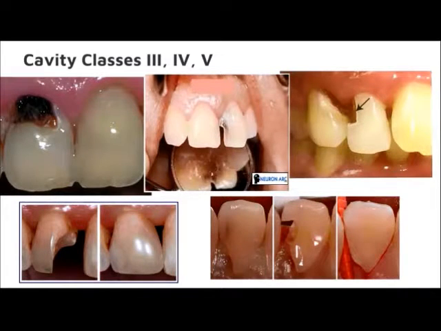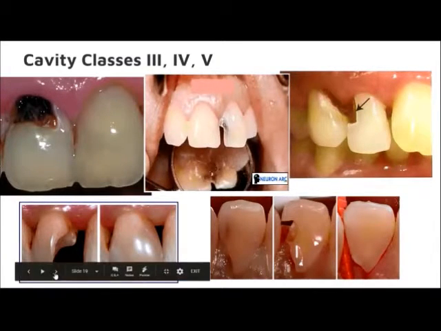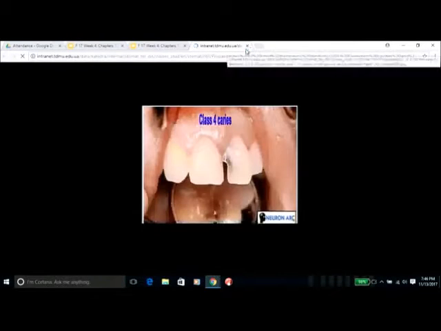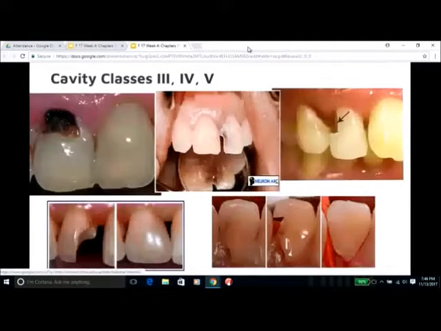And then we've got class 3, 4, and 5. So class 3 cavities are cavities that are in between the teeth but on front teeth. So class 2 are in between but on back teeth. Class 3 are in between on front teeth. Class 4 cavities involve the biting edge of the tooth as well. And then class 5 are gum line cavities.